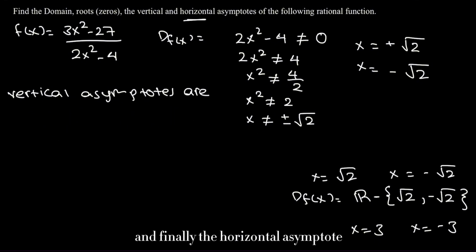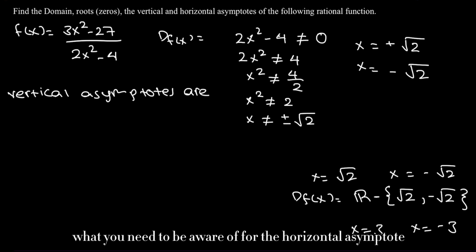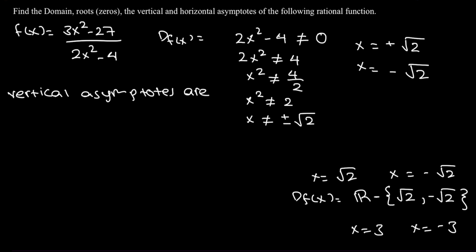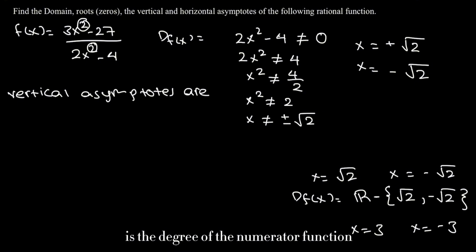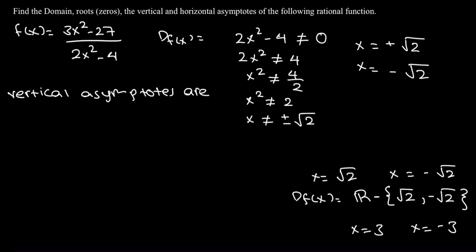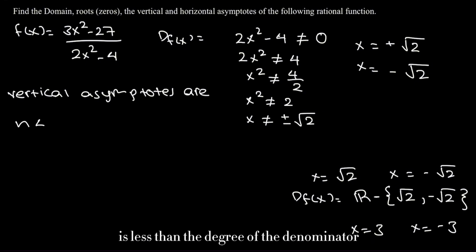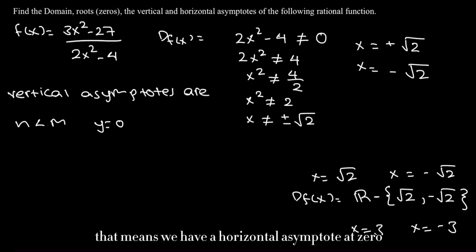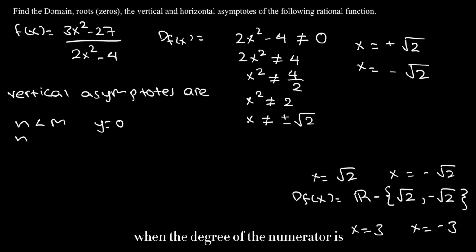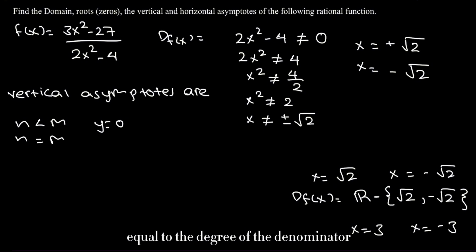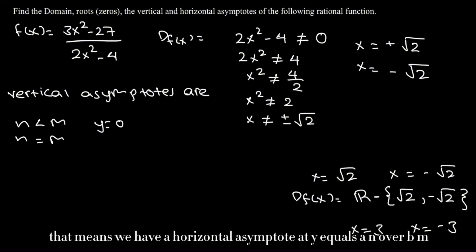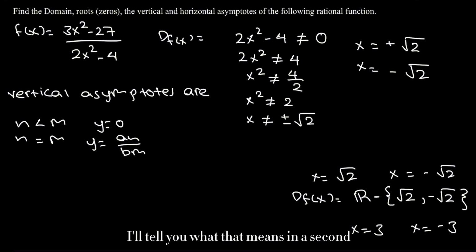And finally, the horizontal asymptote. What you need to be aware of for the horizontal asymptote is the degree of the numerator function and the denominator function. When the degree of the numerator is less than the degree of the denominator, that means we have a horizontal asymptote at 0. When the degree of the numerator is equal to the degree of the denominator, that means we have a horizontal asymptote at y equals an over bm. I'll tell you what that means in a second.